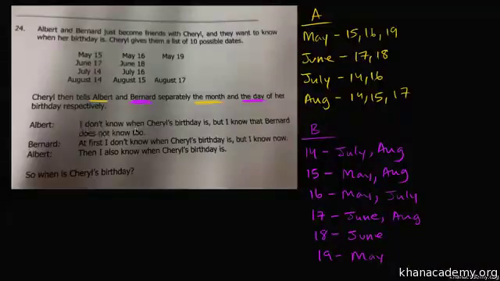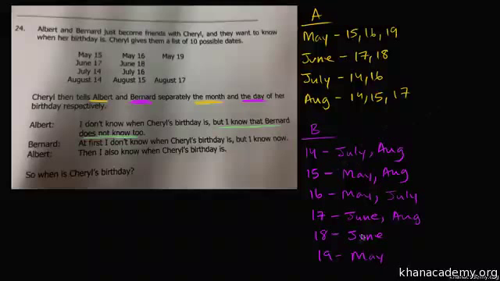So Albert says, I don't know when Cheryl's birthday is, which makes sense, because no matter what month he's been given here, there's multiple options for each of those months. So it makes sense that he doesn't know when Cheryl's birthday is. But I know that Bernard does not know too. So how can he be so confident that Bernard does not know too?